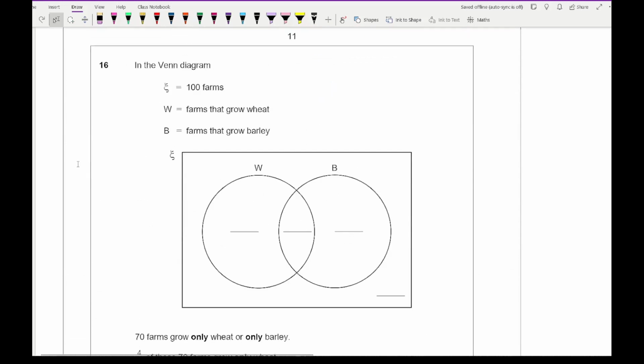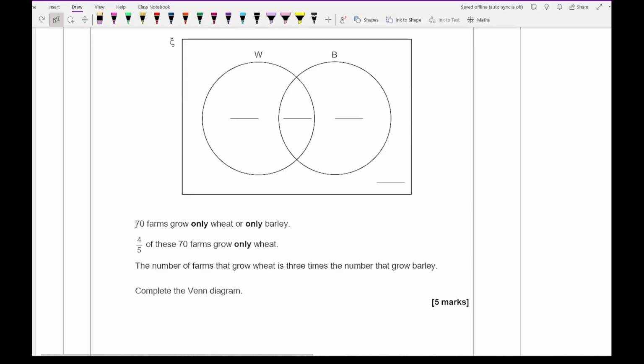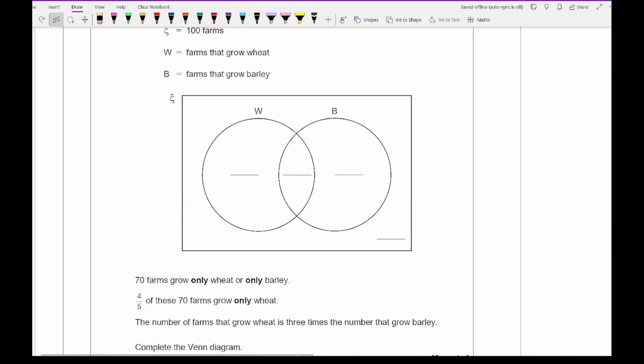Then with question 16, it says in the Venn diagram, we know that there are a total of 100 farms. W represents the farms that grow wheat. B represents the farms that grow barley. And in this, we've got that 70 farms only grow wheat or only barley. 4/5 of these farms grow only wheat. The number of farms that grow wheat is 3 times the number that grow barley. And what we need to do is complete the Venn diagram.